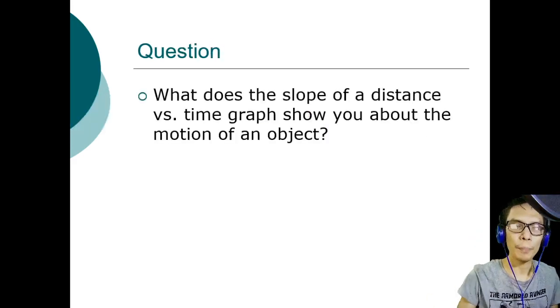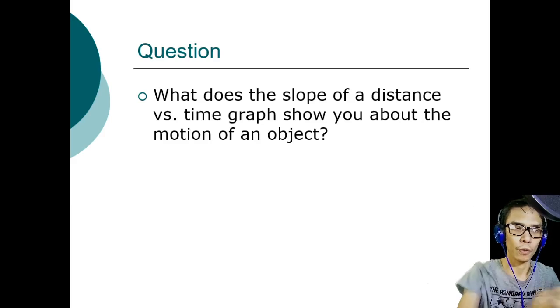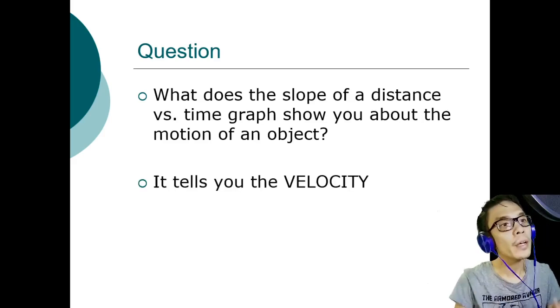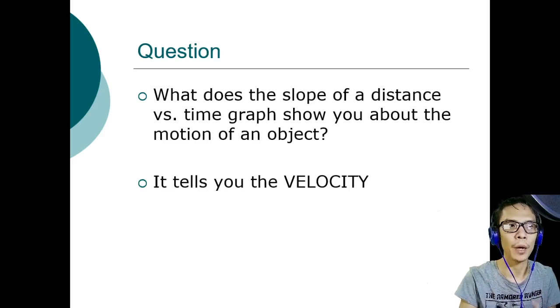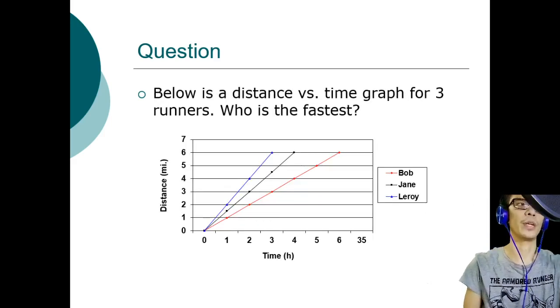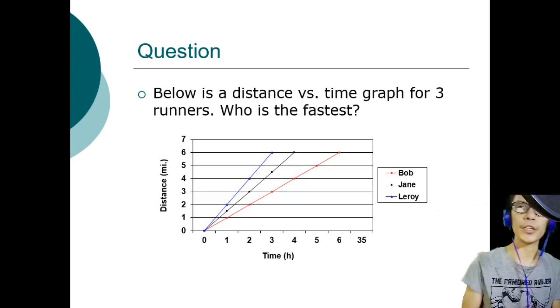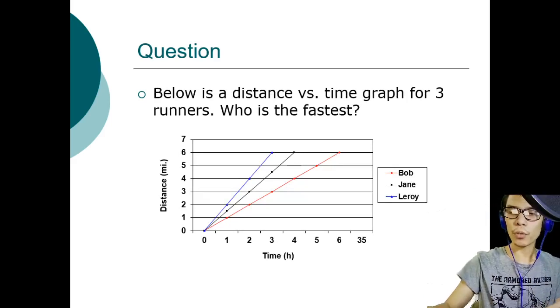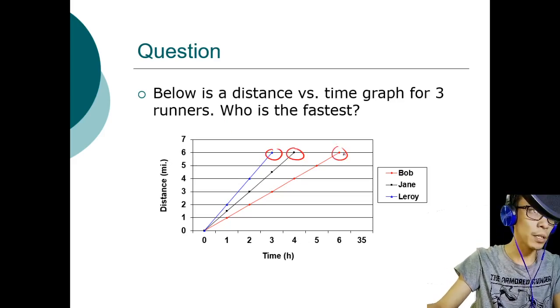Okay, next one. So basically, what does the slope of a distance versus time graph show? None other than velocity or speed. Please do remember that a distance versus time graph usually shows the velocity or speed of the object. Now, I have a question here: which of the 3 racers or runners runs fastest? As you can see, they have the same distance, but they have 3 different times.